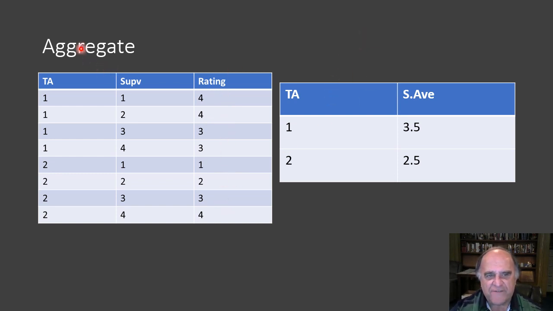After aggregate, this is what the data file would look like. We would have TA1, supervisor average equals 3.5, which you can see is the average of these. TA2, supervisor average is 2.5, which is the average of these 4 numbers. So aggregation can be very useful because you can aggregate the results from different individuals or different raters, for example, or different time periods for the same person and get some kind of summary data point.